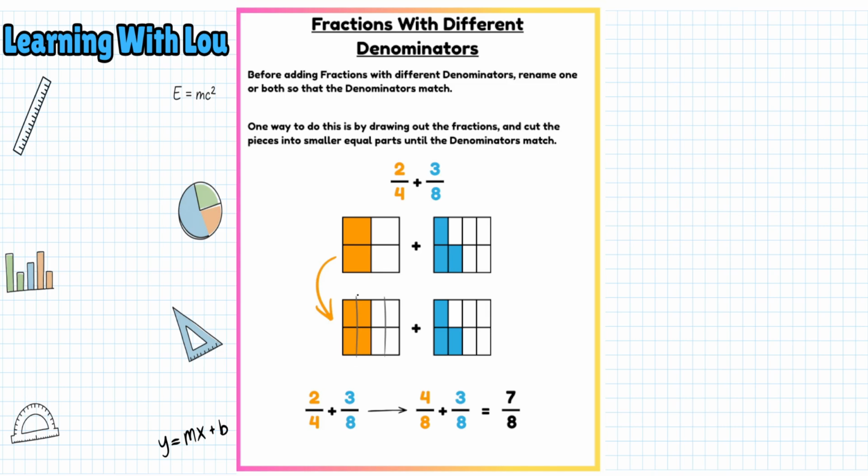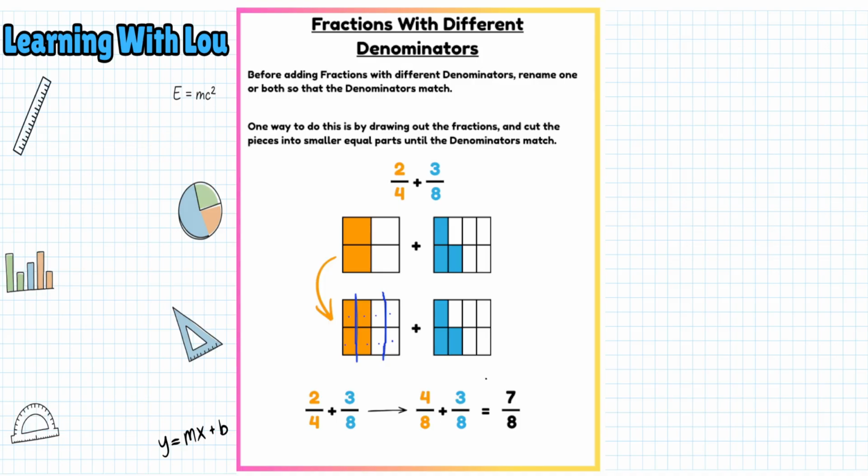If you take a look at the bottom example here, we took these 2/4 and we actually just split it, so now instead of fourths, we do have 8 total parts, so we're not looking at 2/4 plus 3/8 anymore. Now we're looking at 4/8 because we have 1, 2, 3, 4, 5, 6, 7, 8 equal parts, and 4 of them are shaded in. So we have 4/8 plus 3/8.